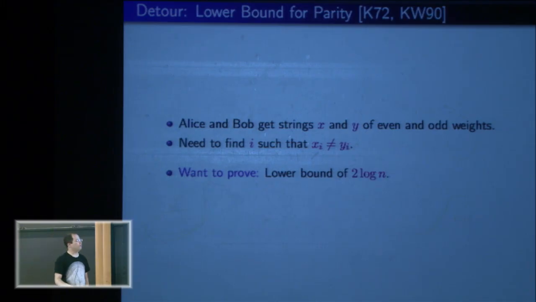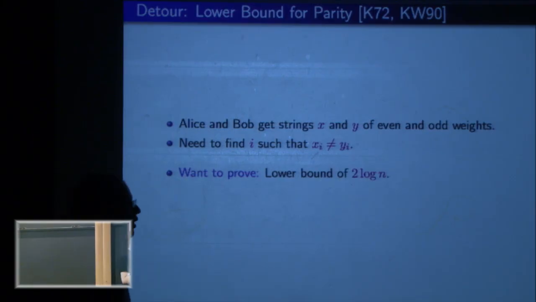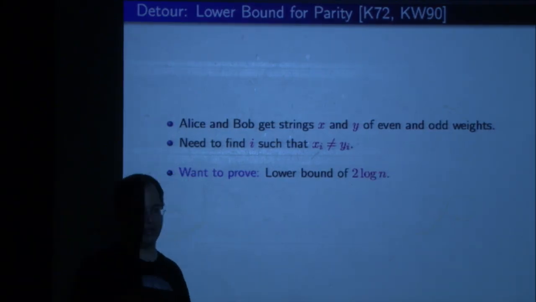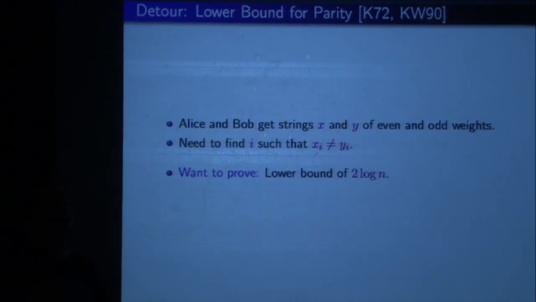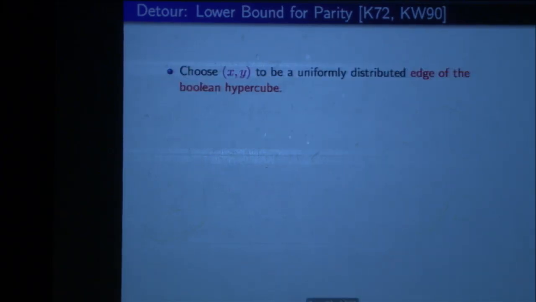So what we want to prove is a lower bound of 2 log n. This is the complexity of G in our discussion, 2 log n. Why is that? Because the formula complexity of computing parity is n squared. So the communication complexity here would be 2 log n. Now, how do we do that?